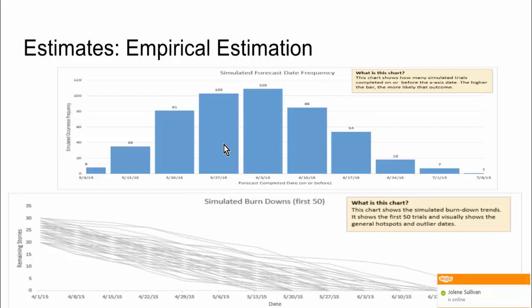And down below, you see a set of simulated burn downs. This is your path of progress. And so this doesn't require any estimation whatsoever. It doesn't require the development team to guess user stories. All you do is use their historical performance. And typically, you just need a couple of dozen user stories to be completed to start creating these simulations and using empirical estimation.